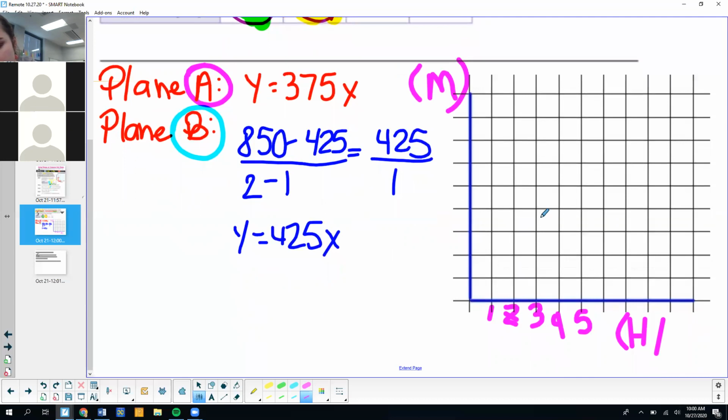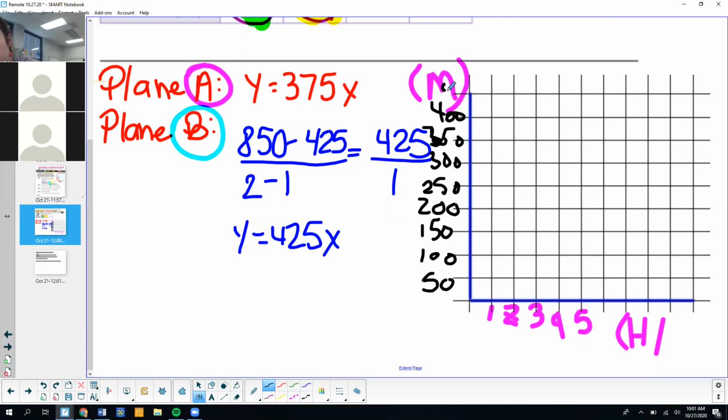So what I'm going to do is write this in pen to make my life easy. So we'll do 50, 100, 150, 200, 250, 300, 350, 400, sorry guys, 450. This is actually my first year ever using Smart Notebook, so I'm sorry, I'm trying to get it.